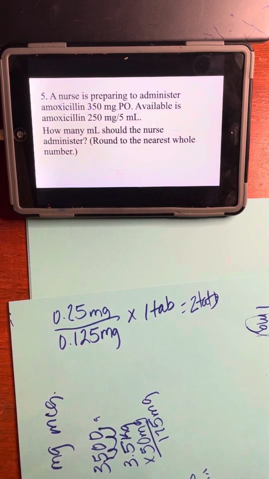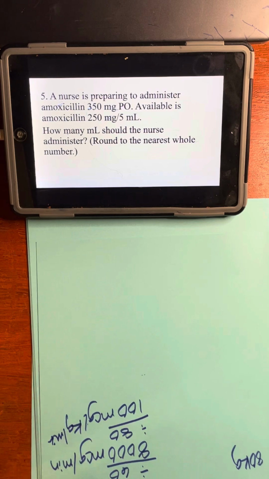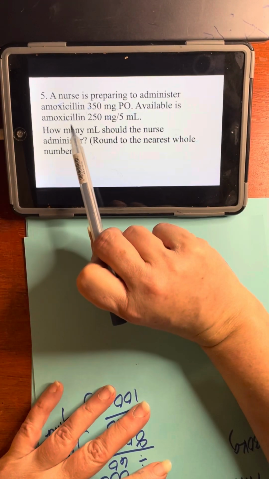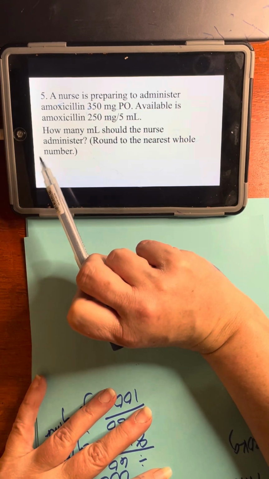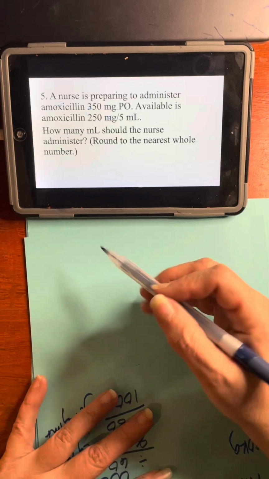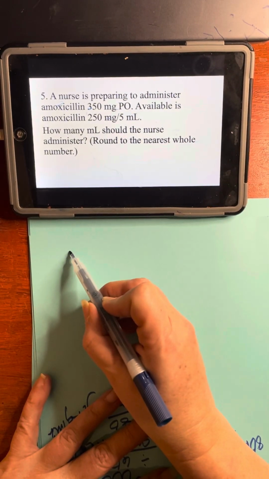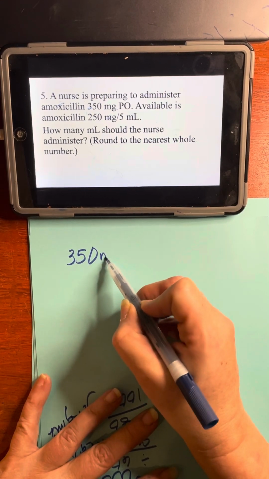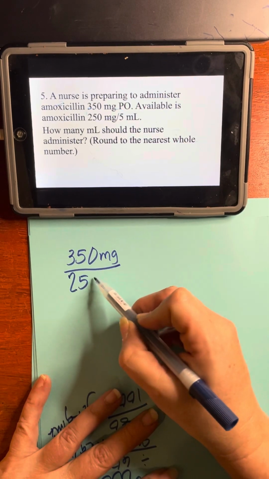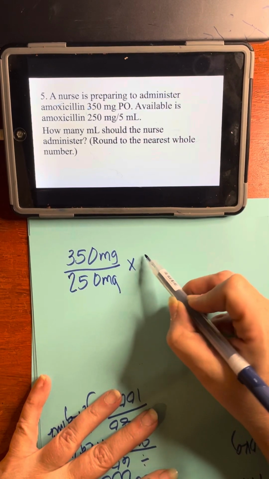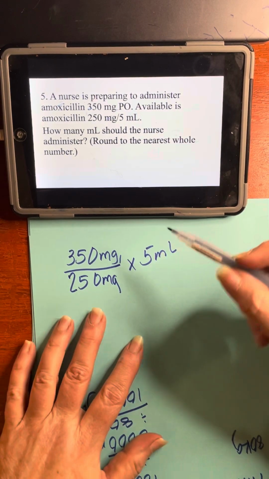Okay, so a nurse is preparing to administer amoxicillin, 350 milligrams PO. Available is amoxicillin, 250 milligrams per 5 mLs. How many mLs will you administer? So it's the dose ordered over the dose on hand. What they want is 350 milligrams. What I have in my hand is 250 milligrams per 5 mLs.